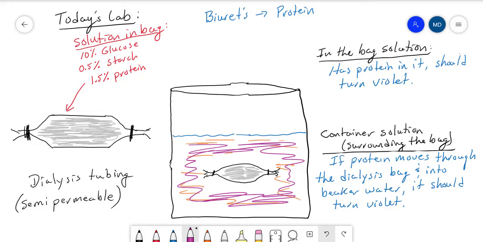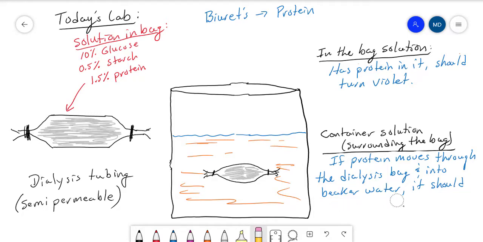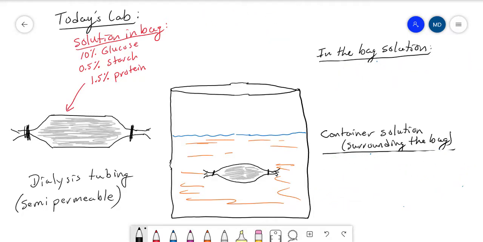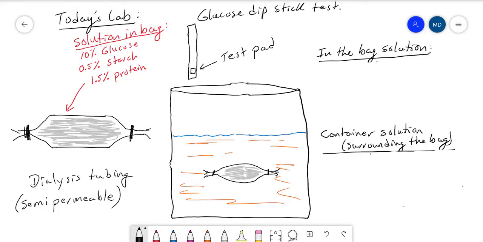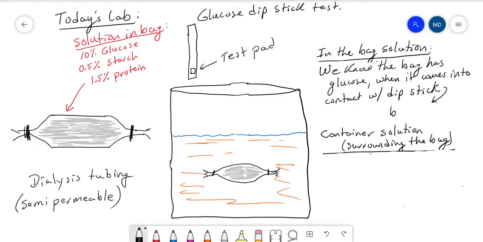Our final solute test is a glucose dipstick test. For this test, we take a dipstick that has a pad on the end of it that is sensitive to glucose and place the dipstick into solutions from the dialysis bag. We know that this solution has glucose in it, so we should get a positive dipstick test, which means the pad on the end of the strip should turn brown.